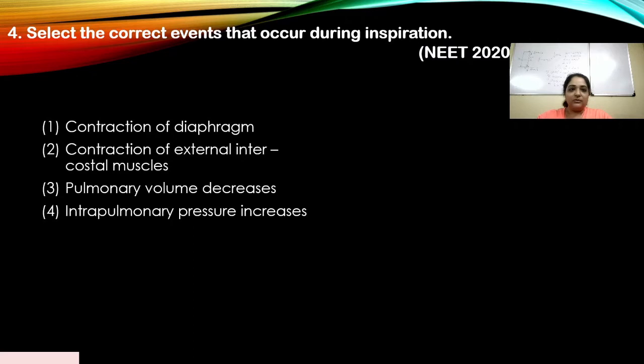So this is question number 4. Select the correct events that occur during inspiration. This question appeared in NEET 2020. It's quite recent, last year. The first is contraction of diaphragm, contraction of external intercostal muscles, pulmonary volume decreases, intrapulmonary pressure increases. So let's look at the options.